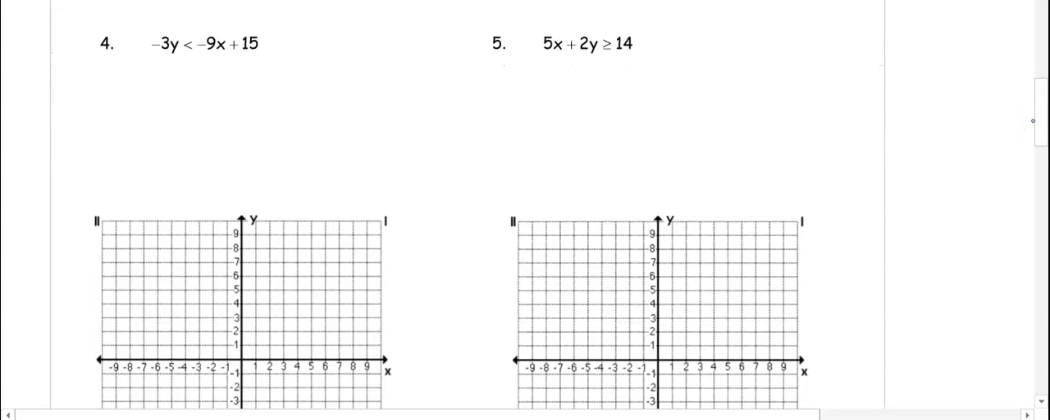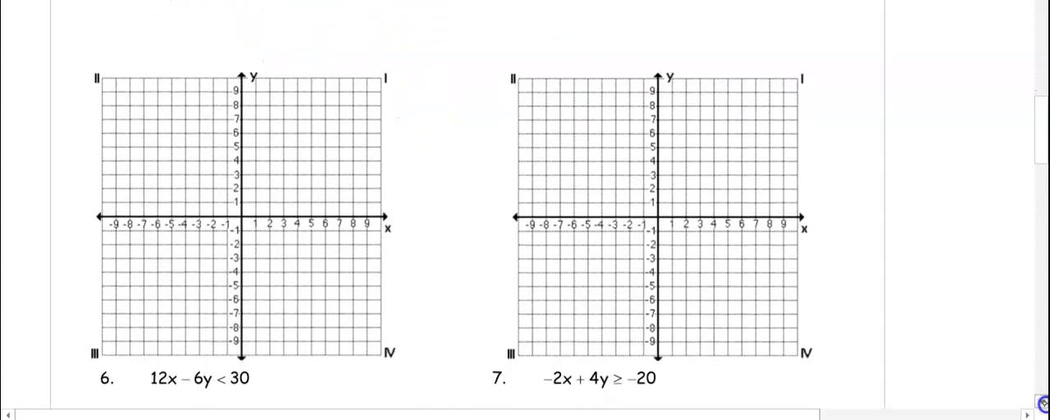In number 4, we have negative 3y is less than negative 9x plus 15. So to get the y by itself, we need to divide by negative 3. So y is greater than 3x minus 5. So our m value is 3. Our b value is (0, negative 5).